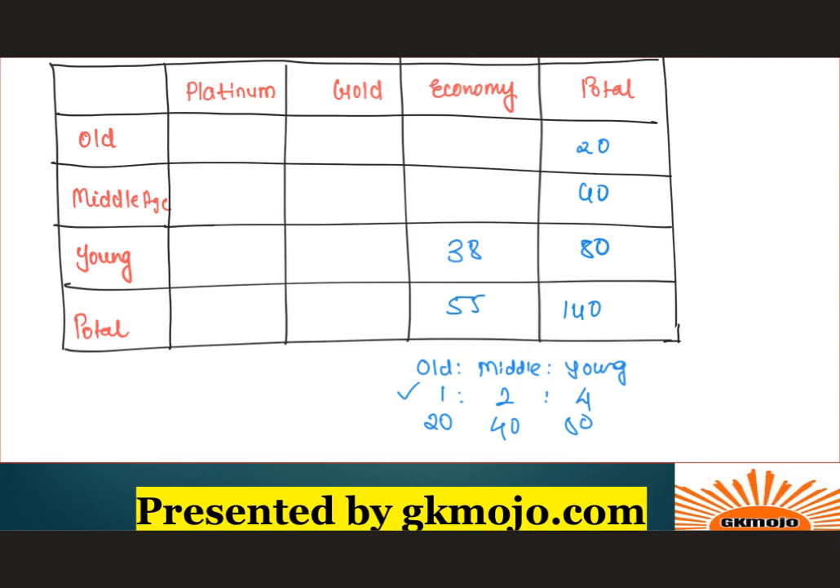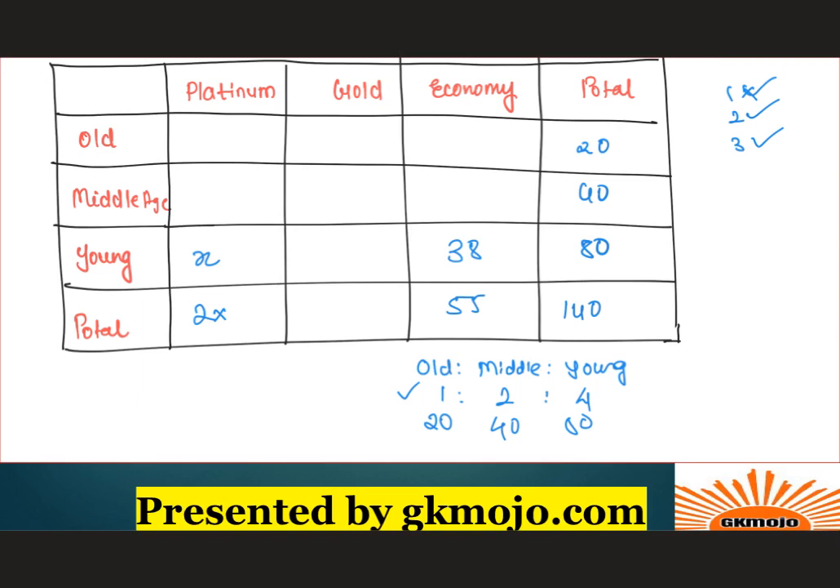Let's suppose the total number of platinum tickets that were sold was 2x, then young people bought half of it, that is x. Alright, and we are done with the third point. So we are done with the first, the second, and the third. Now we are left only with the fourth point.